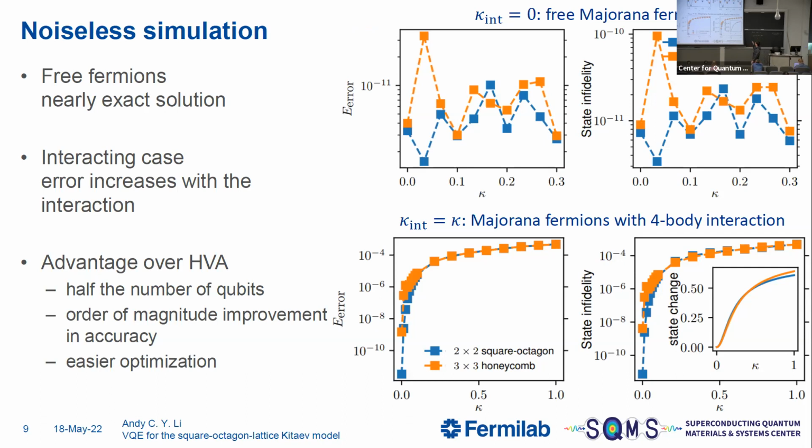That is already promising, but what's more important is that when we include the four-body interaction term, we can see that the error is still pretty good. When we compare to what we had before with HVA or hardware-efficient ansatz, this is an automatic factor improvement, and not just that. Because we can reduce this to just n over 2 spins, it is also much easier because we only require half the number of qubits. So with this implementation, it is also clearly easier to optimize.